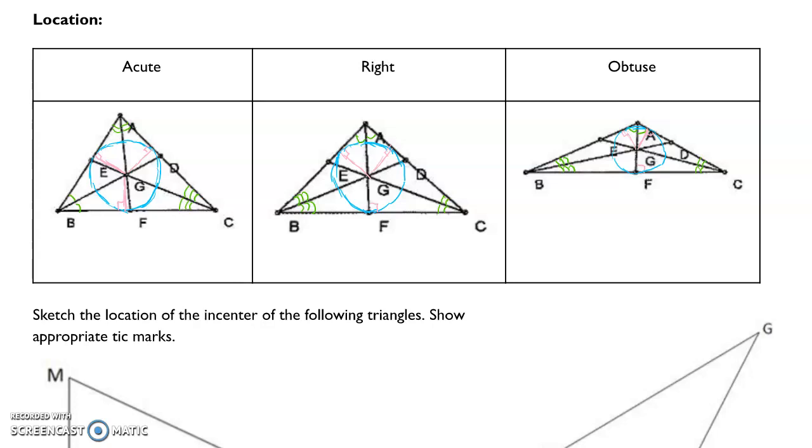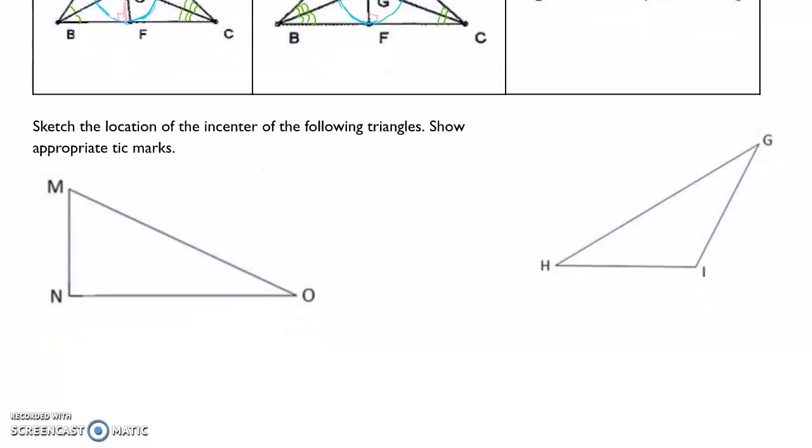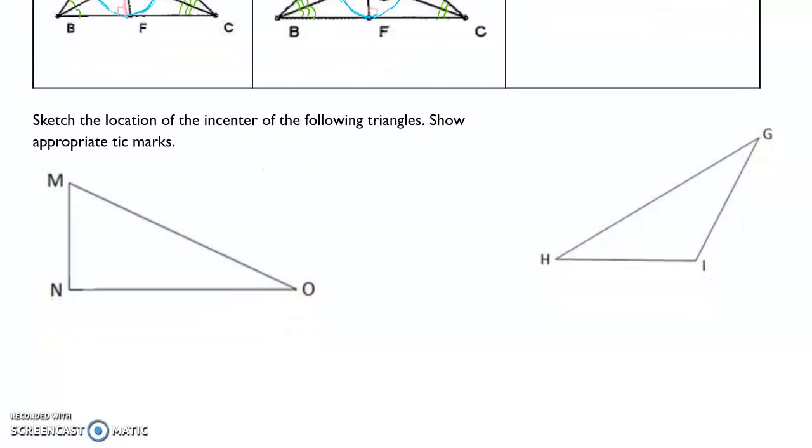All right, now let's take a look at sketching a few options. Take a minute here and see if you can take these triangles and estimate where that incenter would be by trying to sketch the angle bisectors.